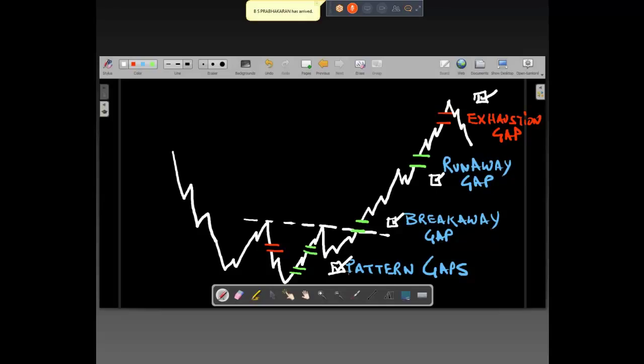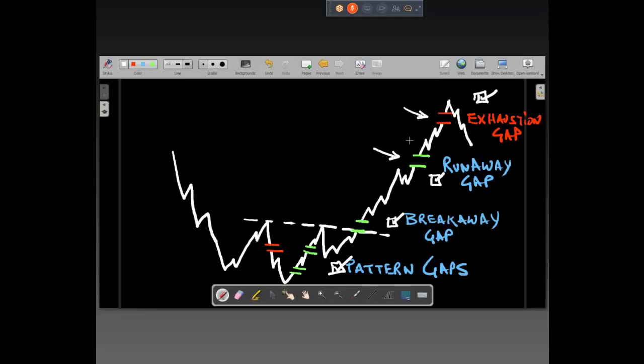Well, pattern gaps are fairly not so important. They are within a range, within a pattern, so not much of a difficulty to judge them. Breakaway gaps are good gaps, and you find them when the markets are coming out of a pattern, breaking away from a pattern. So that's all right also. The tricky part is the runaway gap and the exhaustion gap. How do I know that this gap is a runaway gap and not an exhaustion gap? This could have also been a runaway gap.